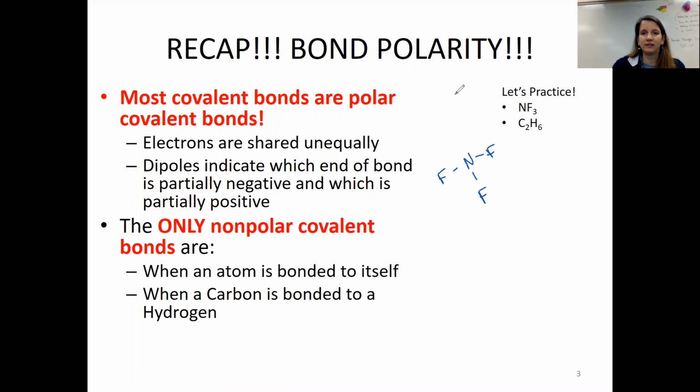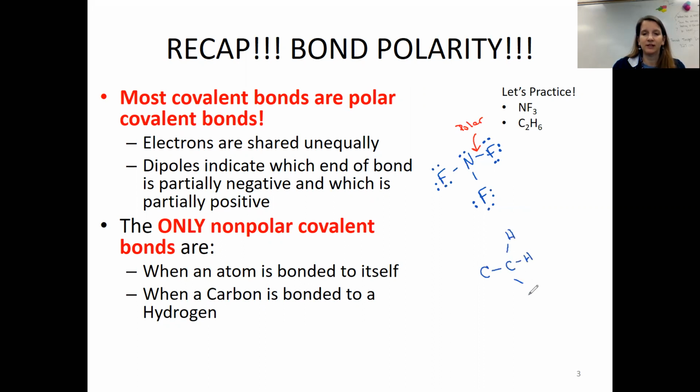So when we look at this NF3 here, this is how it's going to look. When we're talking about the bond polarity, we are talking about the bond here. What's connected to that bond? We've got a nitrogen and a fluorine. That means this is a polar bond because it's not bonded to itself and it's not a carbon bonded to a hydrogen.